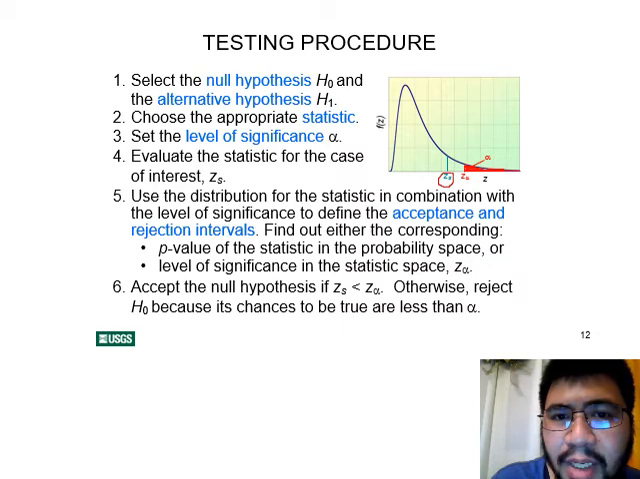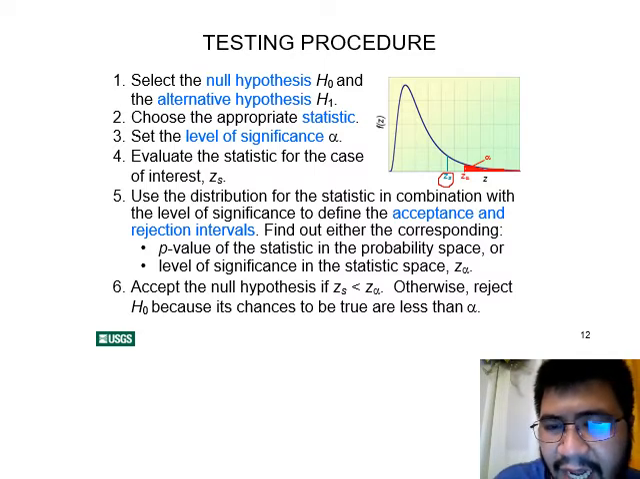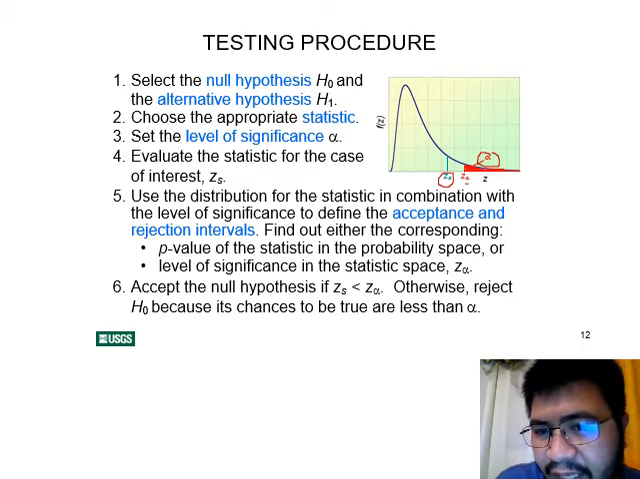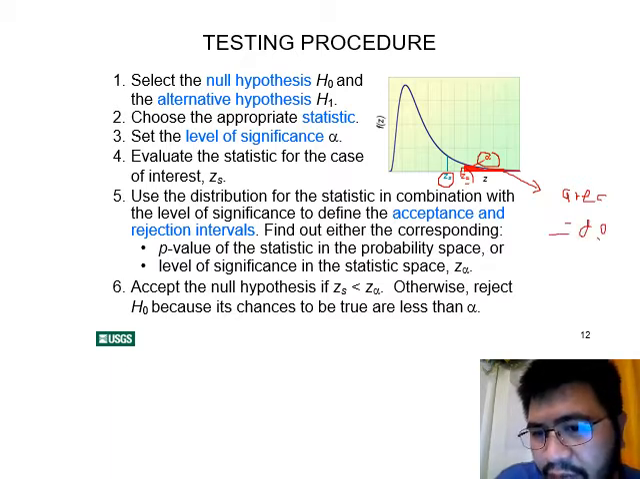Okay? And then we can also plot the Z alpha here. So we first start with the alpha, and then we look for the position of the Z alpha such that the area here, if we integrate it, would be equal to 0.05 or 5%.